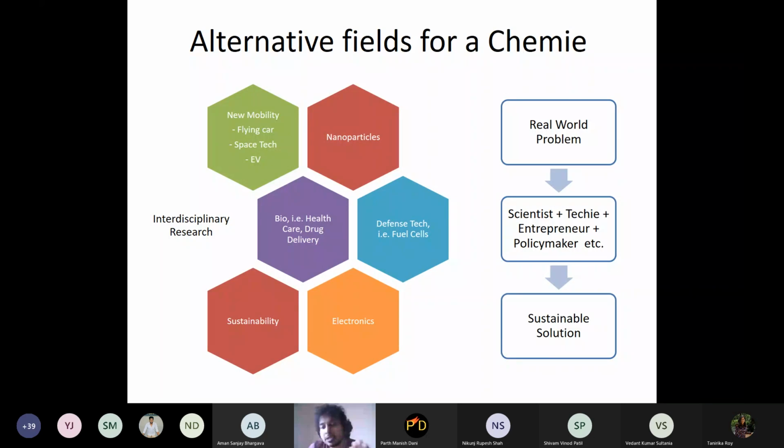If you check some journals, lots of research is going on there, and nano is applied everywhere, from medical to civil engineering to everywhere. Then come the defense technologies. As we see here, lots of defense tech related buzz is going on in the industry.